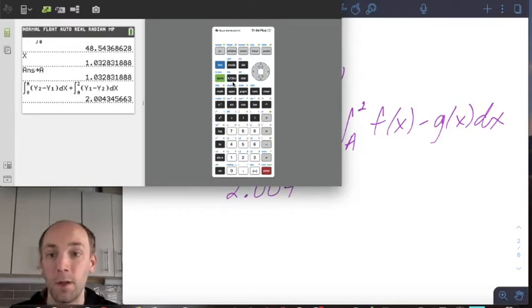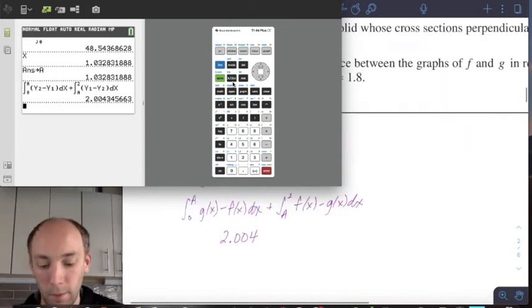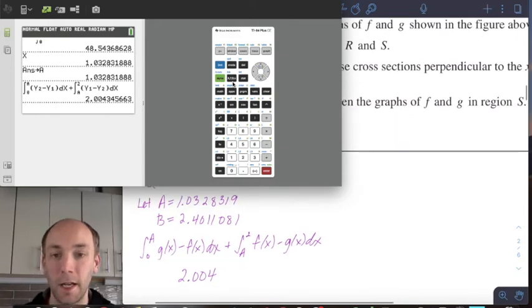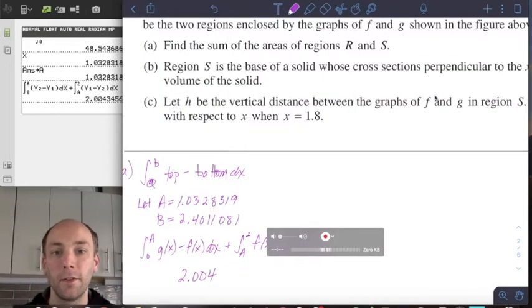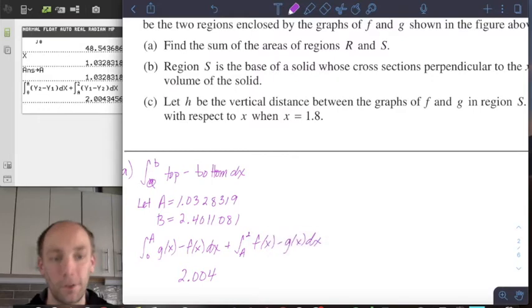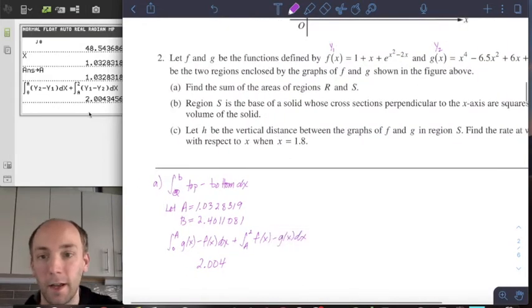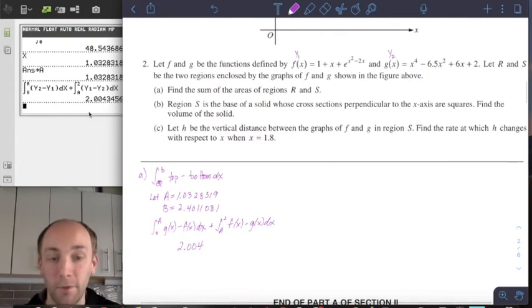Okay? No units are necessary on this one because it didn't give us any units to start with, so we can just leave it as 2.004. Okay, part B, region S is the base of a solid whose cross sections perpendicular to the x-axis are squares. Find the volume of the solid.